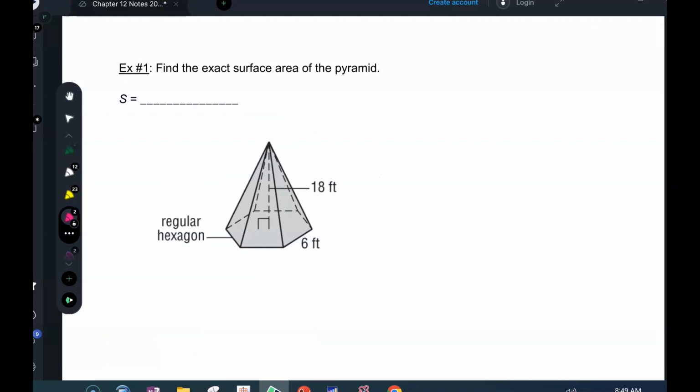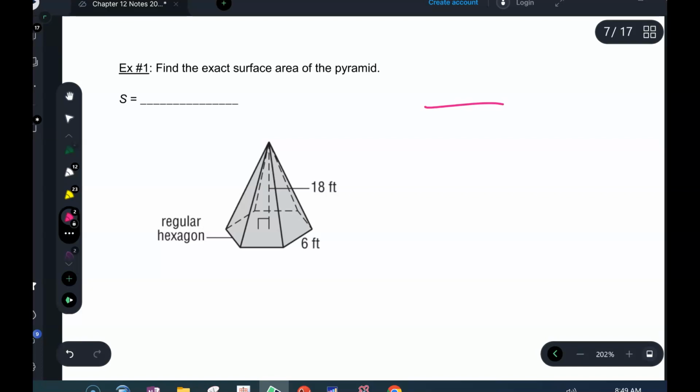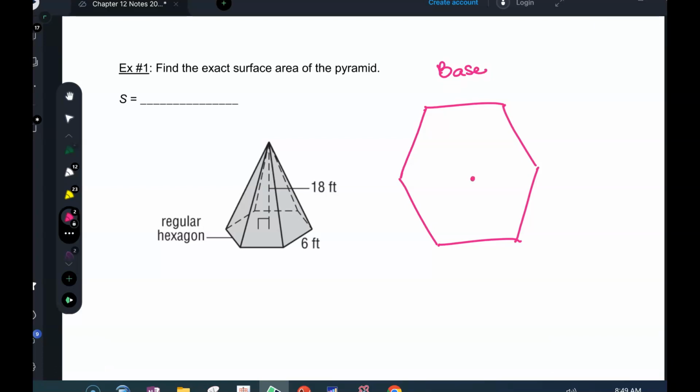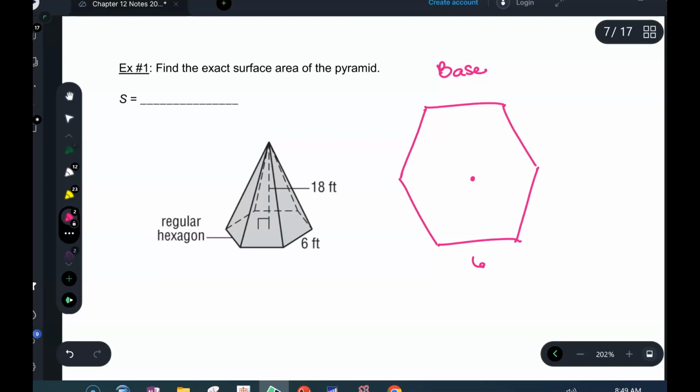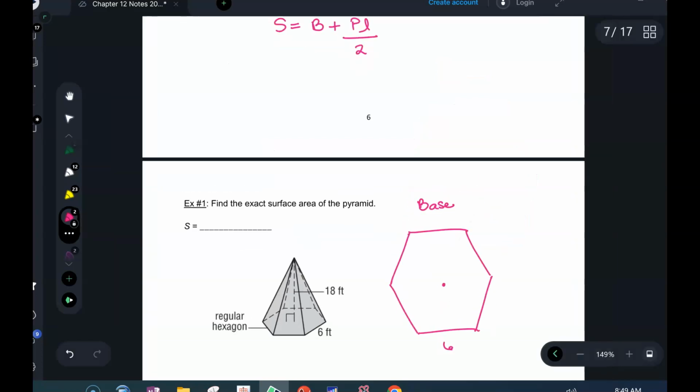Okay, we want to find the exact surface area of the pyramid. First thing I recommend: what shape is the base? It's a regular hexagon. What I'm going to do, over on the side, is draw the base. This is my base. So the perimeter is 36. What is each side of the base? 6. Are we finding the perimeter of the base or the area of the base? We have to do both.